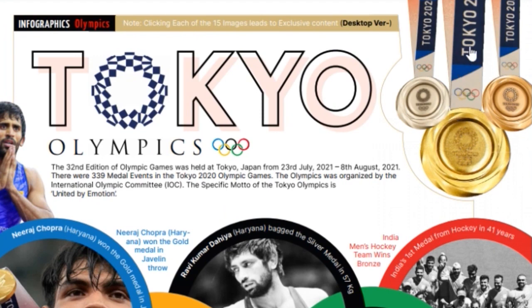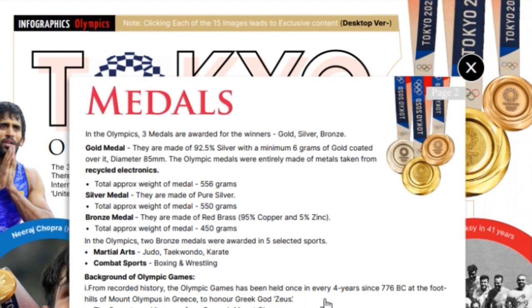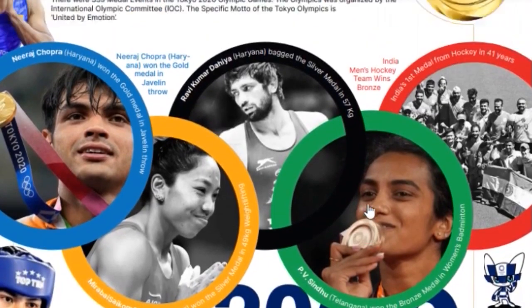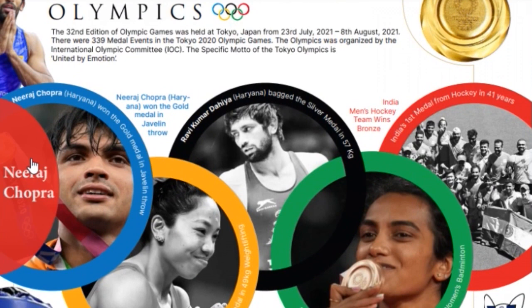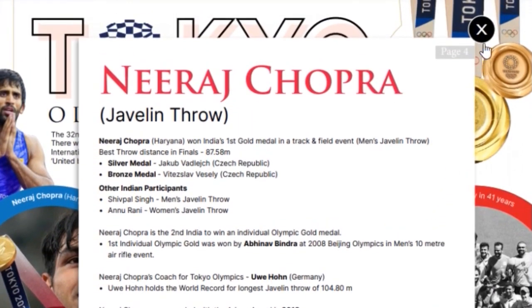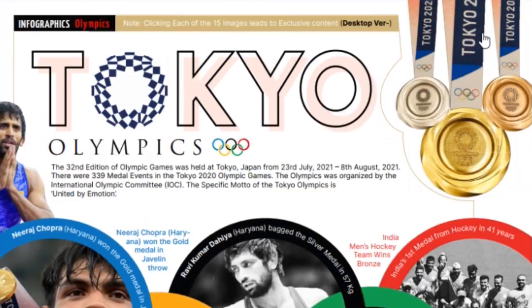If you want to see the medal tally of the Tokyo Olympic Games, just by clicking on the image of medals, you will be able to see the information related to medals. Now, if you want to study any of the players mentioned here, just by clicking on the image of that particular player, you will get the information related to that player.